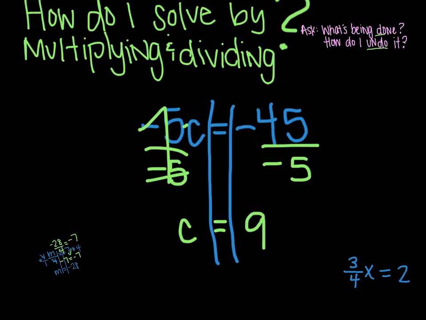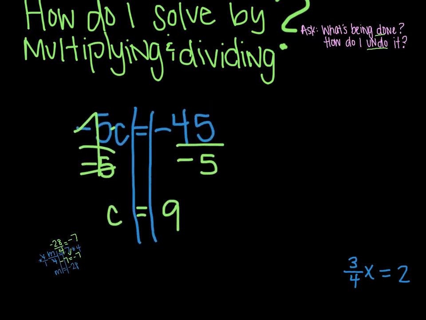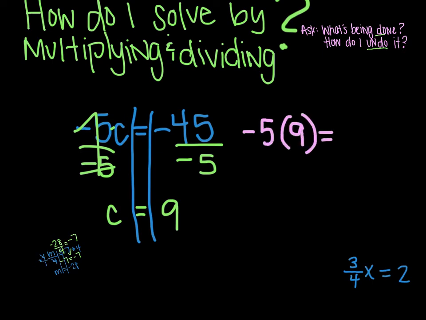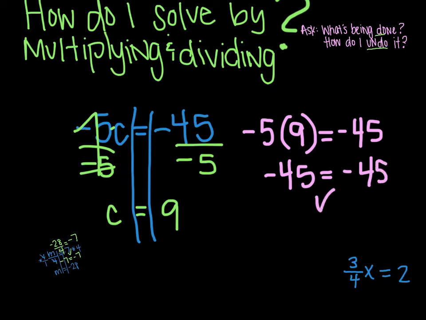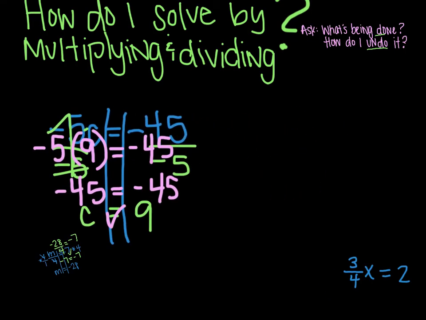Now that I've found my answer, I'm going to check it. So now I'm going to plug that back into the original equation. So negative 5 times c, which would be 9, equals negative 45. Negative 5 times 9 is negative 45. Negative 45 equals negative 45. So that is a correct solution. I've solved it correctly.